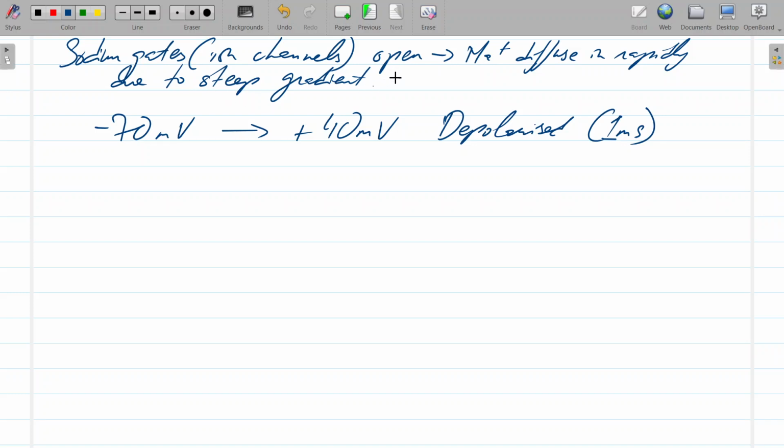So it is a diffusion gradient plus an electrochemical gradient because of the difference in charges. So both of them.